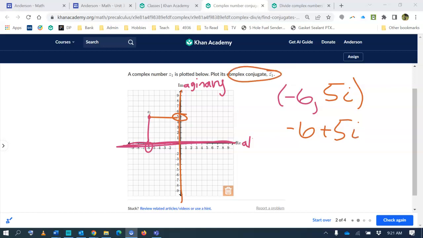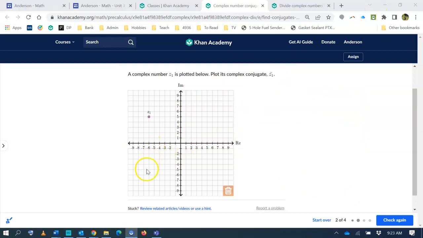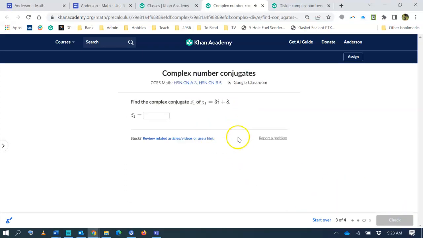So remember, the conjugate is we flip the second sign. So we have negative 6 minus 5i. So negative 6 on the real axis is still back here. And we're going to go down to negative 5, which would be right there. So negative 6, negative 5. So just got to find the number.